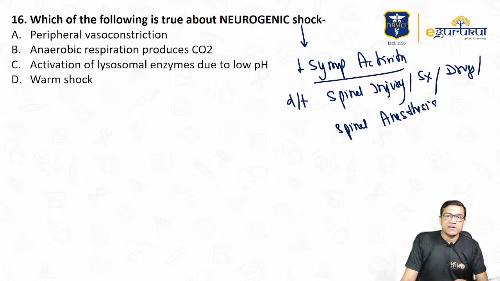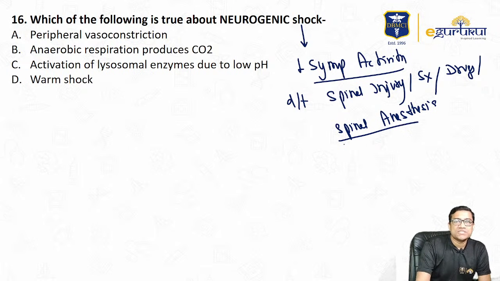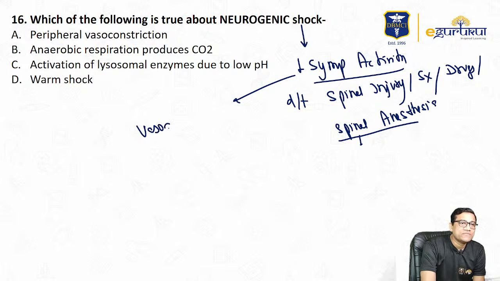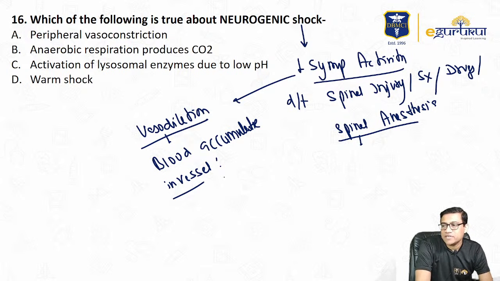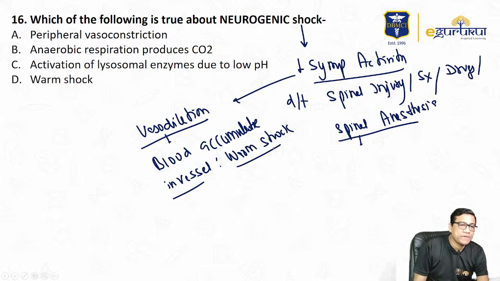So it causes the spinal injury. Now that causes vasodilatation, so loss of sympathetic tone. So that causes vasodilation. Okay, and this causes blood to accumulate in the vessels. And as the blood accumulates in vessels, what is the end result? It causes warm shock. That's why it is called warm shock, because the BP will decrease.